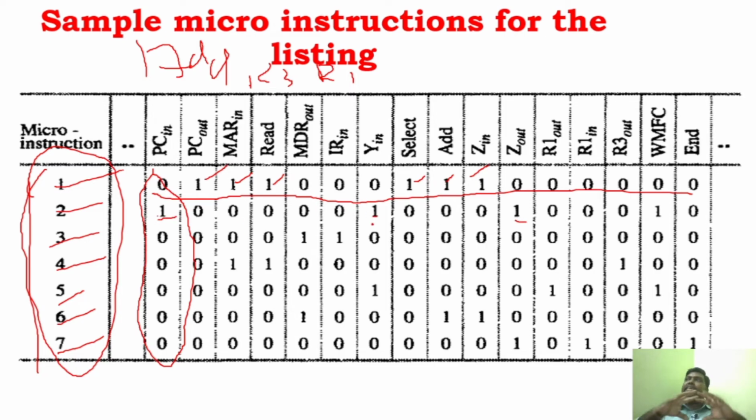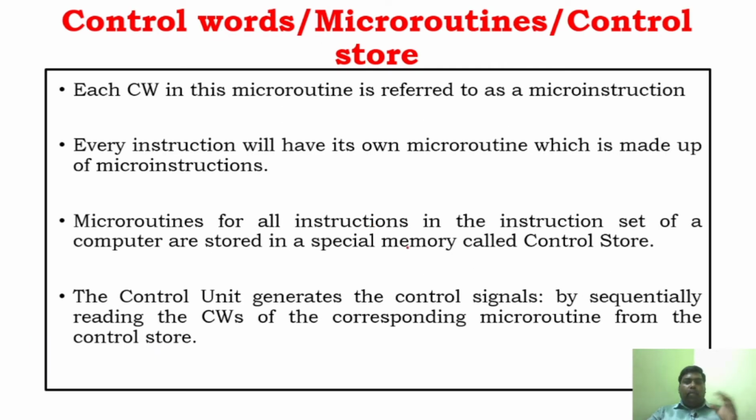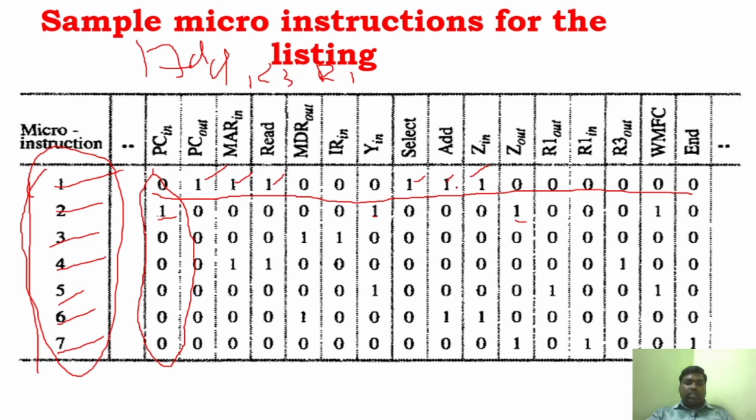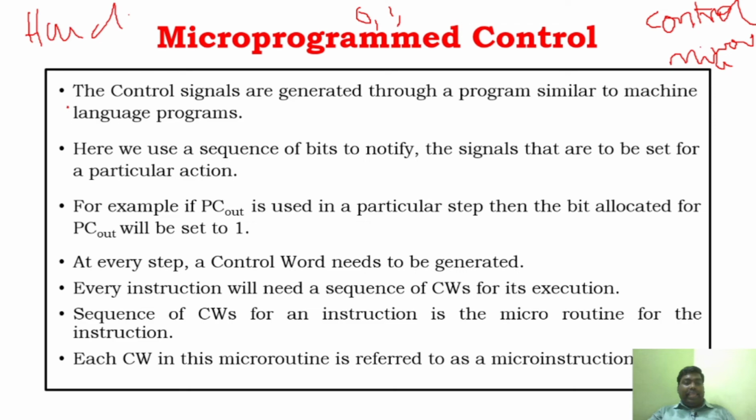Like this, the instruction will be changed into a micro program. And these micro programs will be stored in one particular special memory which is called the control store. In the control store, it is the same as the processor. What does the processor do? It fetches the instructions one by one and executes them. Similarly, the micro program stored in the control store will be fetched one by one and executed. I'll explain that.